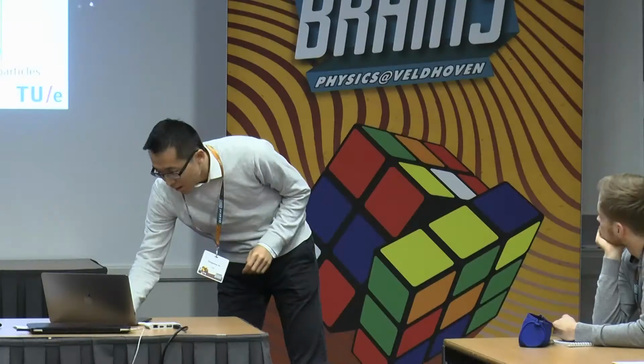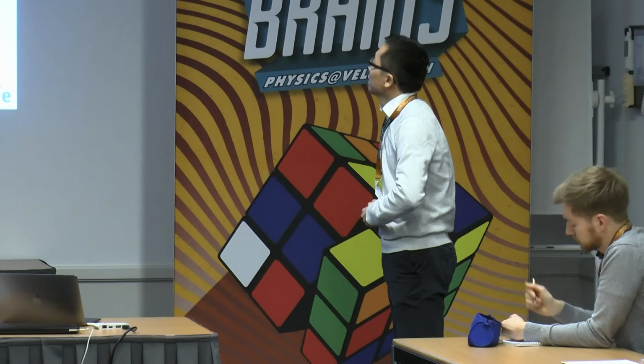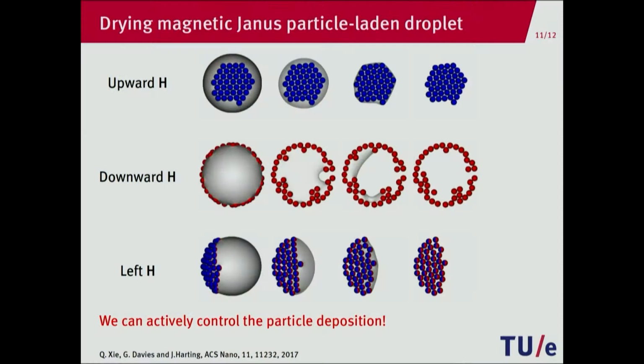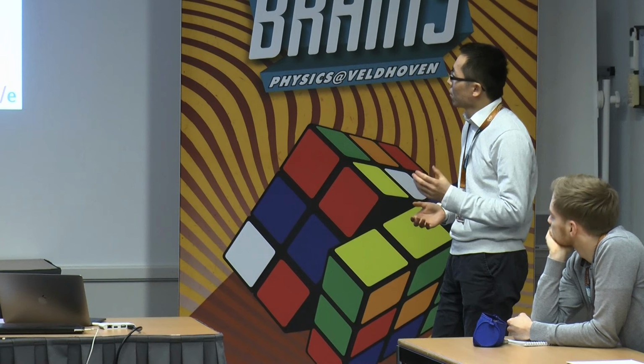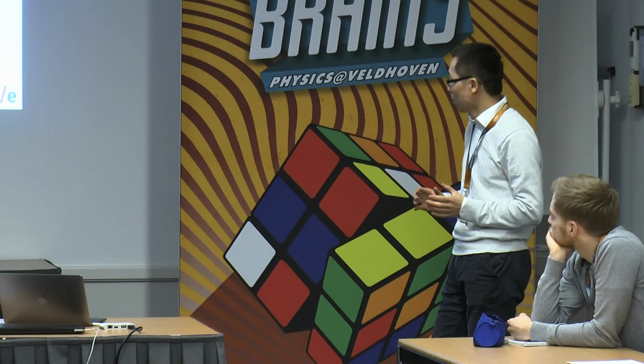And finally, we study when this droplet is undergoing evaporation, which is also quite a common scenario when drying a colloidal suspended droplet. So with an upward magnetic field, the particles stay at the top and arrange into a hexagonal structure, and finally a dried, highly ordered monolayer is left on the substrate. When the magnetic field is downward, the particles stay at the edge of the droplet, and finally a ring-like deposit is formed.